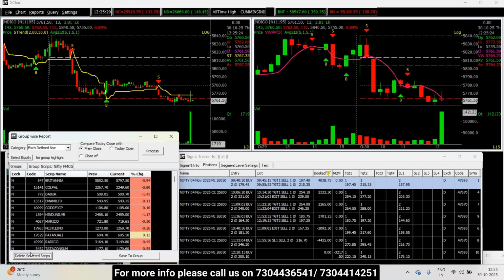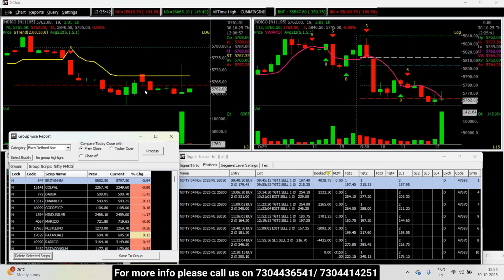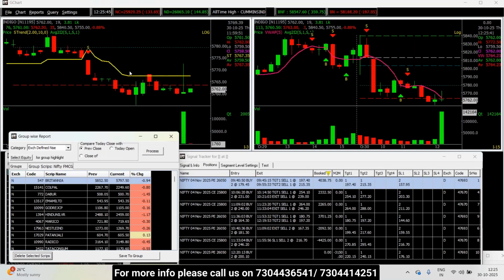If I open FMCG, Hemant, people are saying that you should zoom in the screen, the chart part. Yeah. So they can get a better idea. Okay, got it. Sorry for the inconvenience. Yeah.